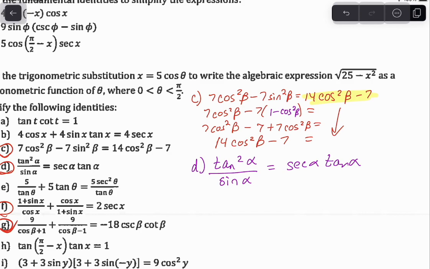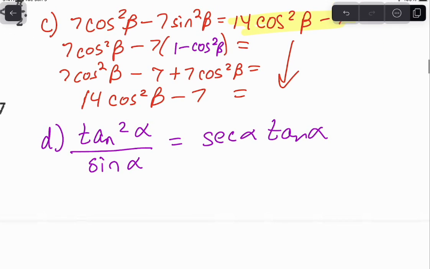Now we're going to do D. When I see a problem like D, I think fractions give me more to do than non-fractions. So I am going to mess up the D side. Okay? Now, how do we mess it up effectively?